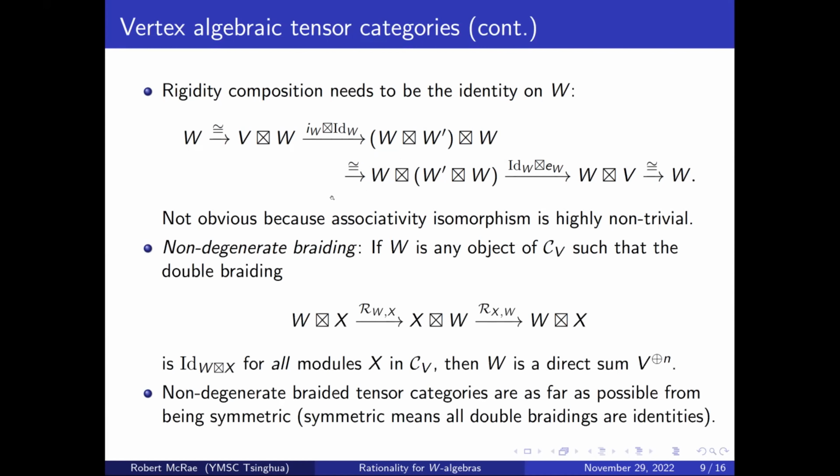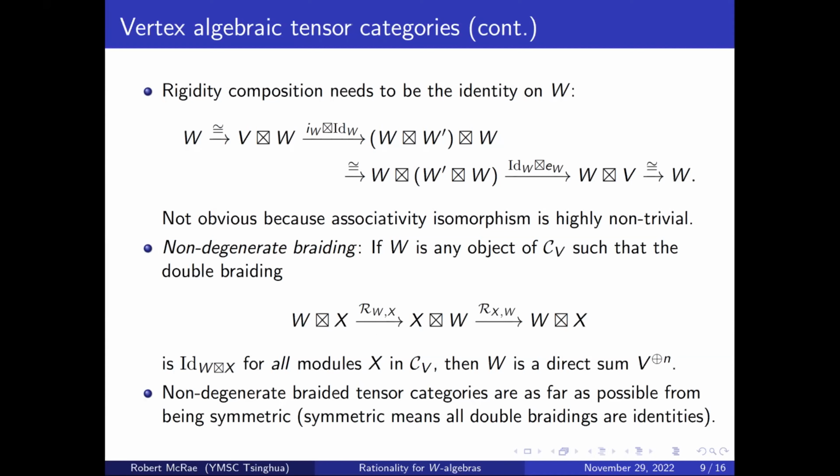So in a braided tensor category, you have some braiding isomorphism, which I call R, which takes W tensor X to X tensor W. Then you can do the braiding again, the double braiding, to get back to W tensor X. So in a so-called symmetric tensor category, this double braiding is just the identity on W tensor X.